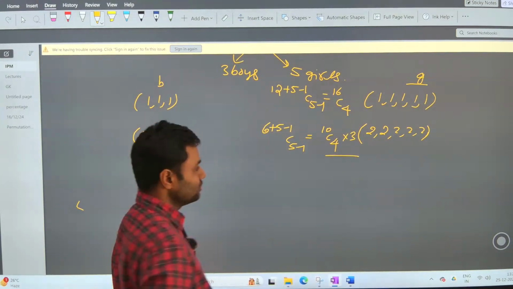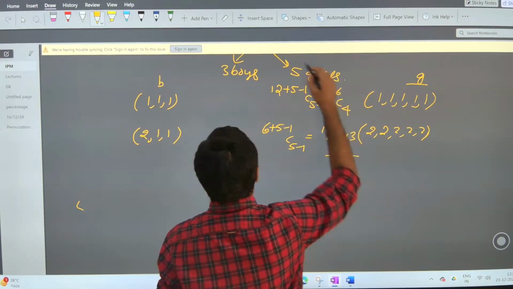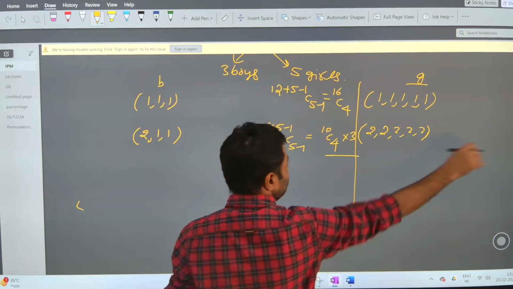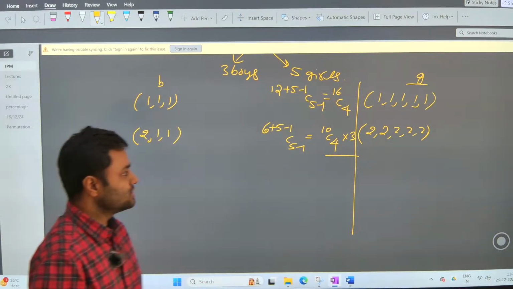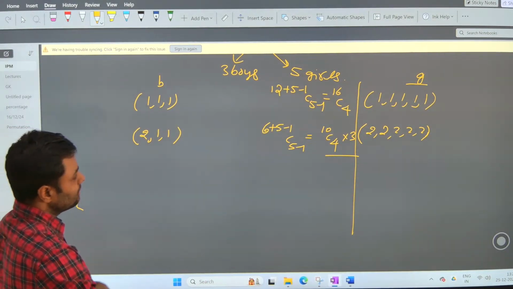Right? So we will keep this thing in mind. We will have to multiply 3 to this. So this part is different. 3 is with 10C4. Right? Then we come to the next part.